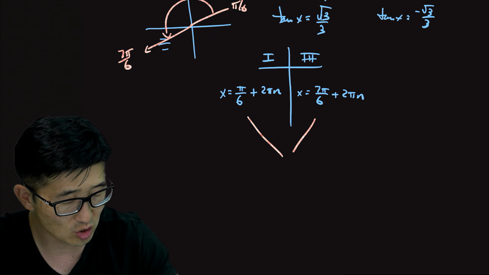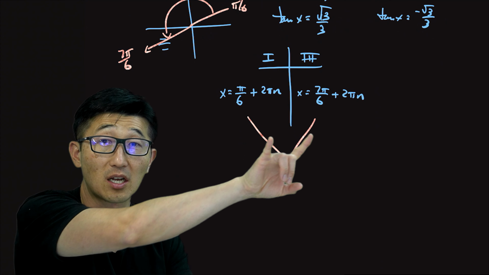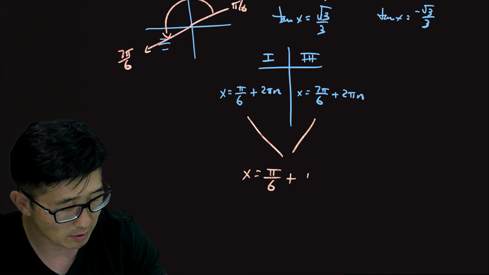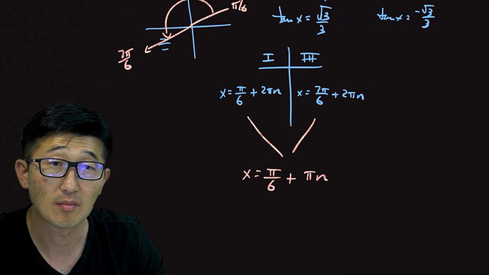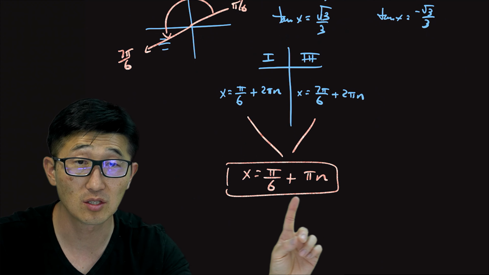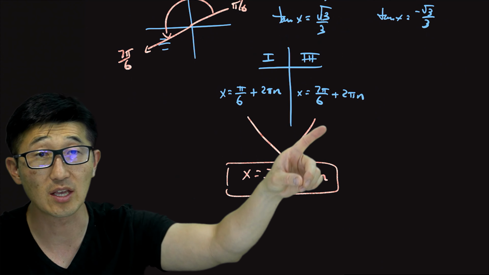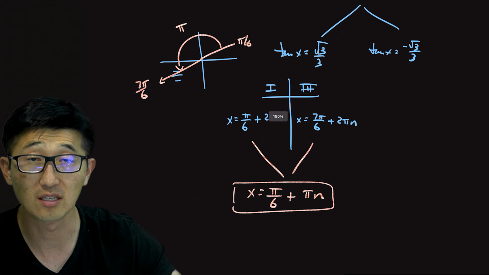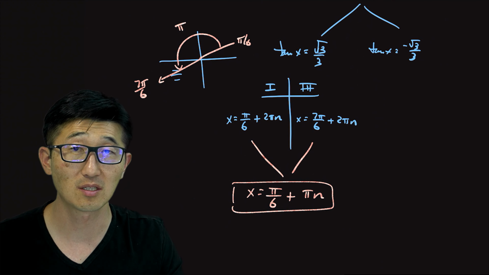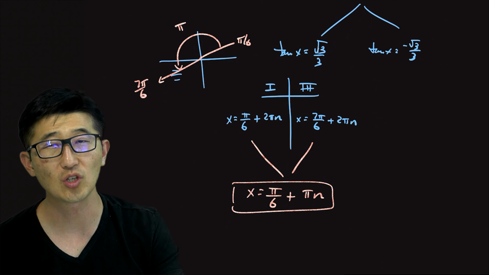Now you can take these two and combine it like this. X equals pi over 6 plus pi what? Pi over 7 pi n? No. Because when you add pi n to pi over 6, you will get 7 pi over 6 again. Oh, okay, that makes sense. It'll produce that answer for you. Does that make sense? Yeah. Yeah, and that's what you have to see.